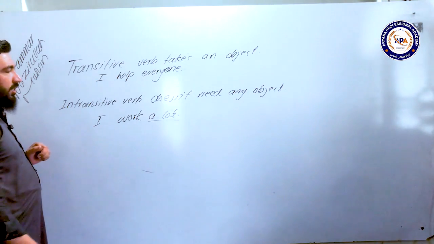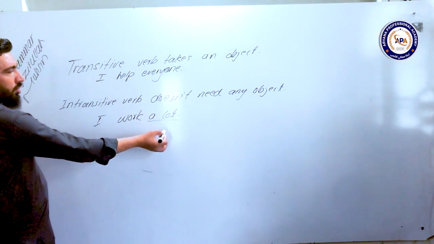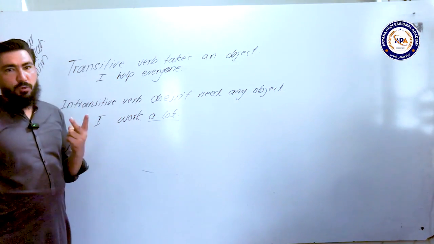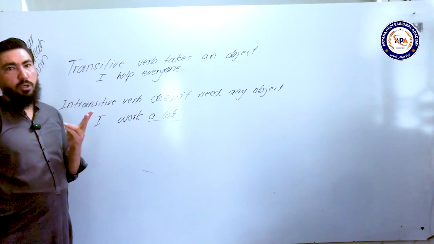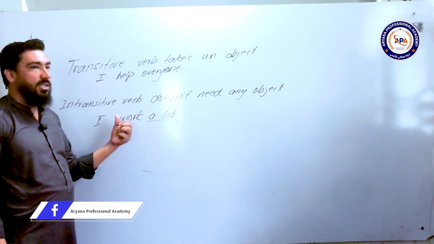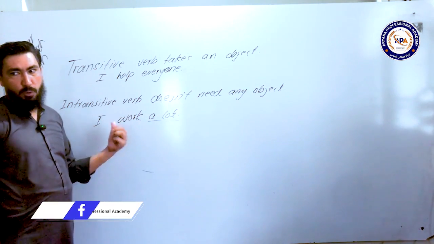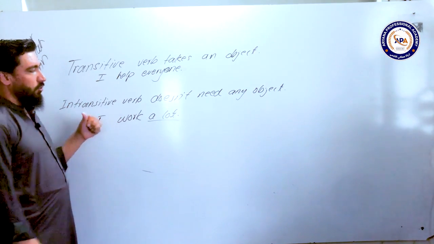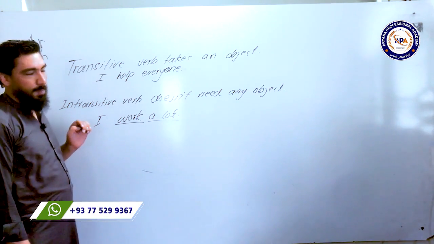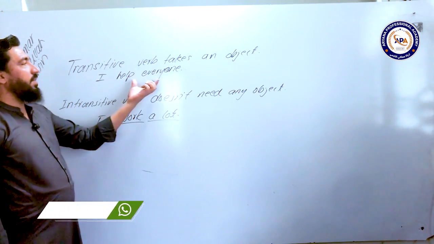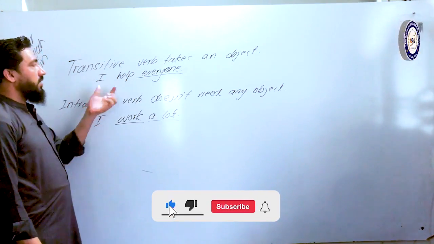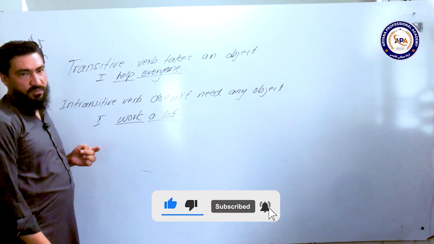It is not an object, because an object can be a noun or a pronoun or something equivalent to that, which answers one of these two questions: what and whom. So the phrase a lot answers how much. I work how much? I work a lot. So there is no object, and the verb work is an intransitive verb. But in the example I help everyone, there is an object. I help whom? I help everyone. Everyone is an object, so help is a transitive verb.